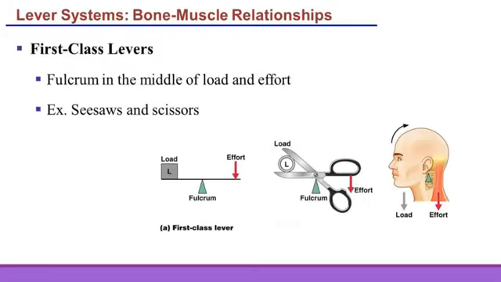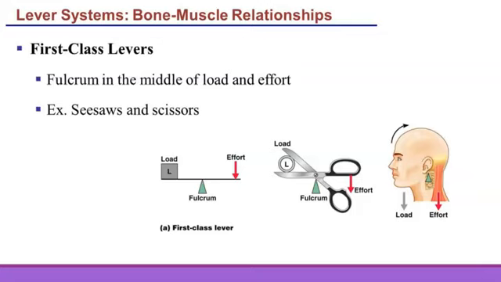So the first type of lever is the first class lever. This is when we see the fulcrum in the middle of the load and effort. So here's the fulcrum here. Here is the lever, and we can see the load on one side and the effort being exerted on the other side. An example of this would be a seesaw or a pair of scissors.